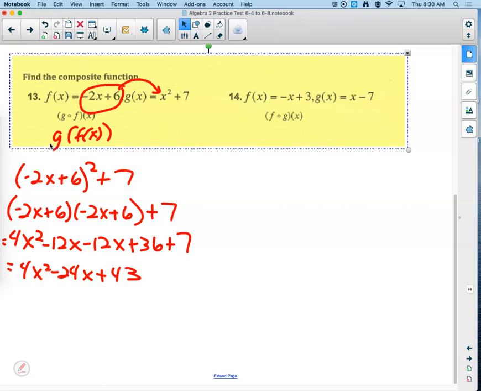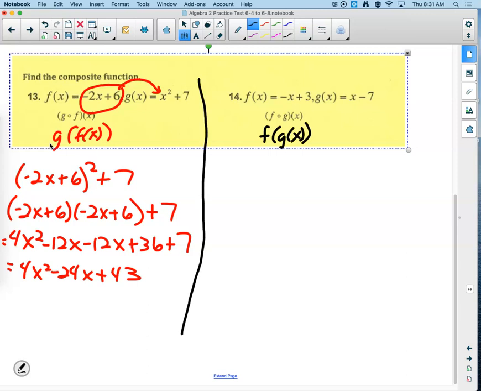So for this one over here, we want f of g of x. Please help me out more with this one. Which one goes into which one? Which one do we substitute into the other? g of x this time. So g of x goes into f of x. This goes here. Now this is another one where it's really important that you have those parentheses in there.